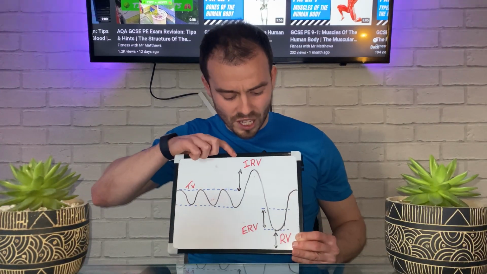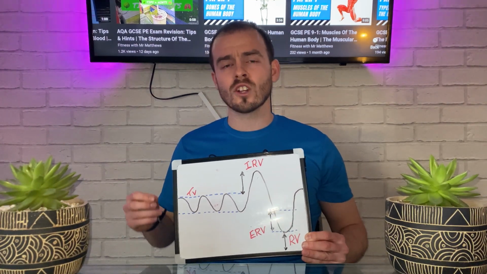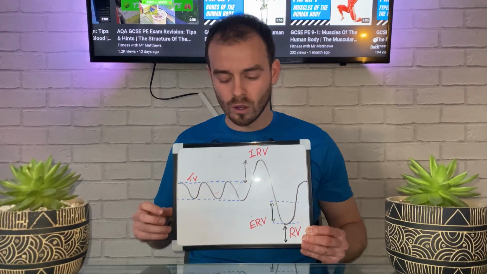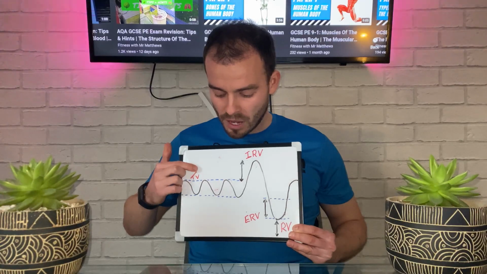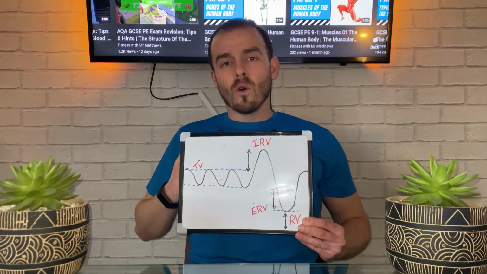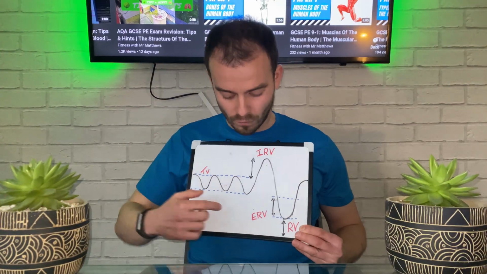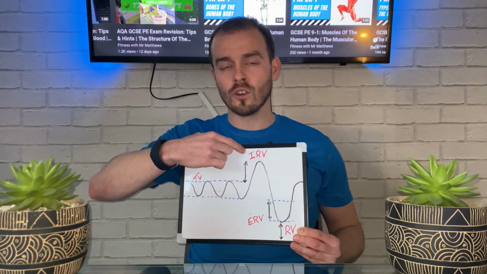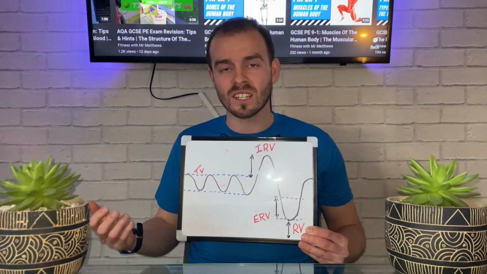Now, your second lung volume, inspiratory reserve volume, refers to the extra amount of air you take in on top of tidal volume. Okay, so let's just imagine that we're breathing out, we're breathing in, we're breathing out, we're breathing in, we're breathing out. When I forcefully inhale, that additional amount of air that I take in on top of tidal volume is my inspiratory reserve volume. So it's the extra amount of air that I take in above what I would usually take in at rest.